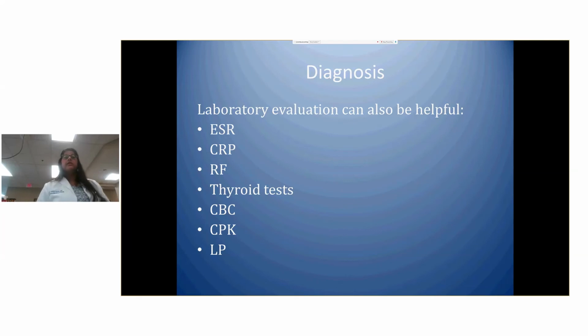Laboratory evaluation can also be helpful, especially in those systemic types of disorders. So checking ESR, CRP, which are inflammatory markers, RF, which is rheumatoid factor, thyroid tests, complete blood cell count, CPK, and even an LP in some cases can help differentiate other diagnoses.